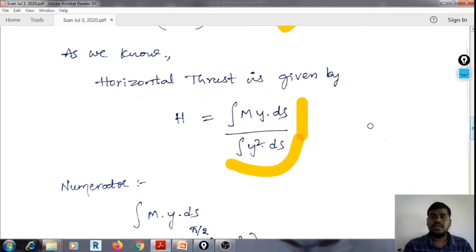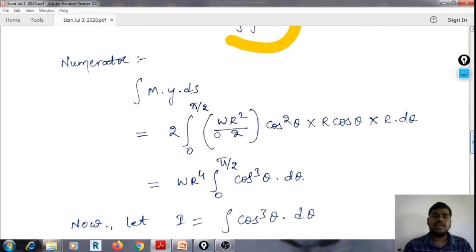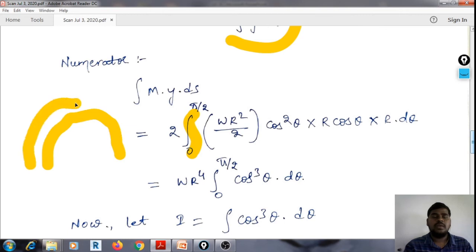So first let us find the numerator, that is integral of My ds. Numerator we have integral of My ds, that is 2 times, 0 to pi by 2. If we explain here, this is the distance 0 to pi by 2, and pi by 2 to here we get again pi. So instead of finding 0 to pi by 2 and pi by 2 to pi, if we do the integration for 0 to pi by 2 twice, we will get the numerator for the entire arch, right?